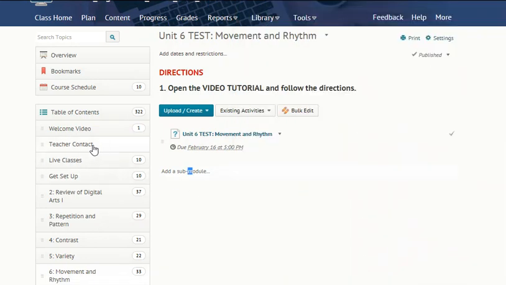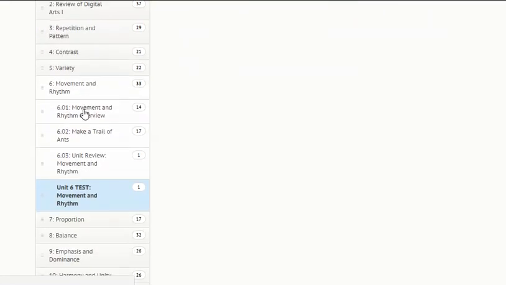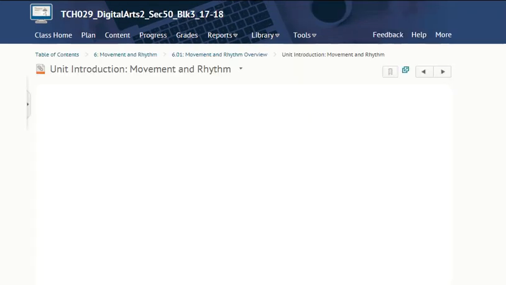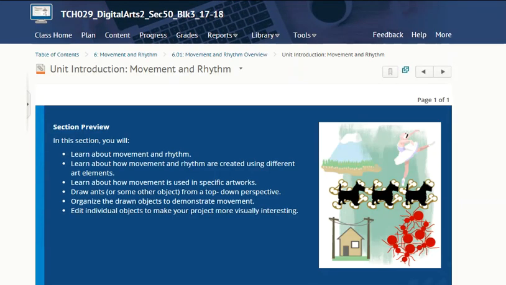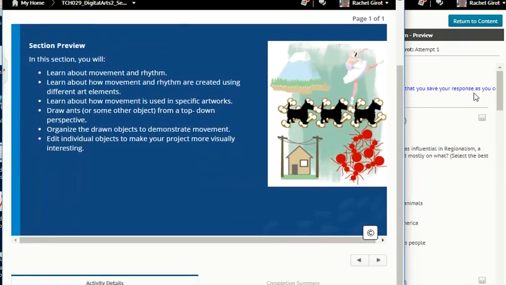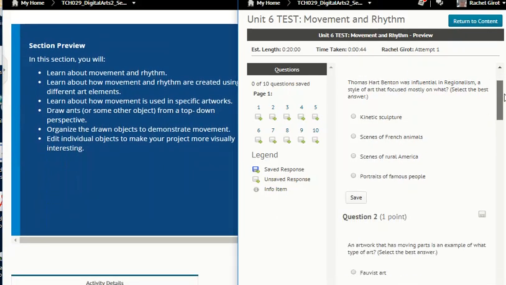And then back here, you're going to click on your first unit, Unit Introduction, Movement and Rhythm, and then resize that window. Perfect. So you can see the textbook and read the questions. Let's read through our question bank.